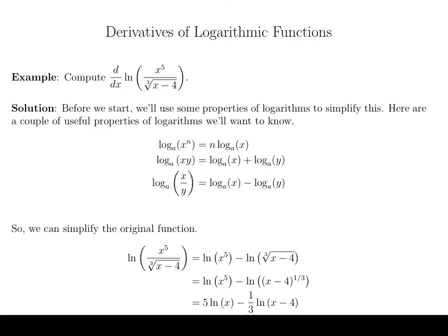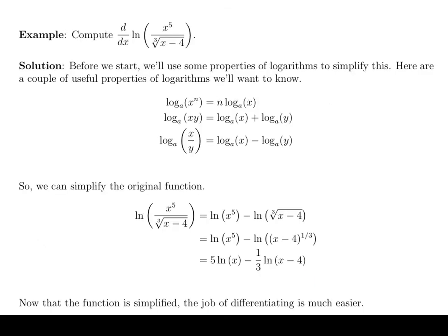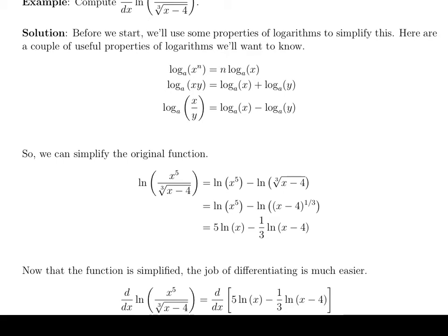Now we can use the first property, which says that if you have a power on the inside of the logarithm, you can bring it out front as a constant. So here you see the 5 got moved out in front, and the same with the 1/3, that got moved out in front. So now we have a much simpler expression, and this is going to be a lot easier to deal with when taking a derivative. So now if you want to differentiate the log of x to the fifth over a cube root of x minus 4, we use this much more simplified version here, and we'll take a derivative of that instead.